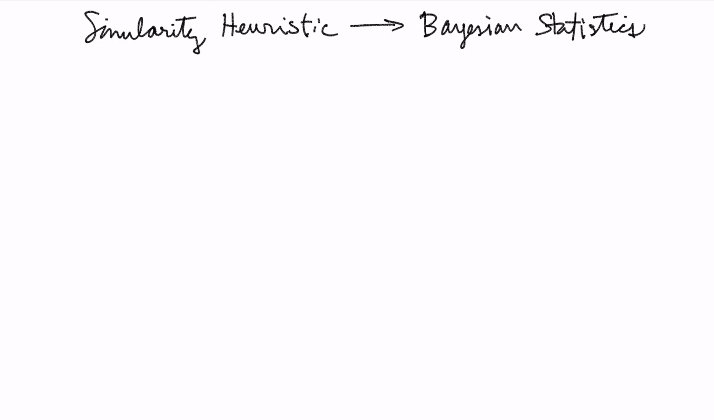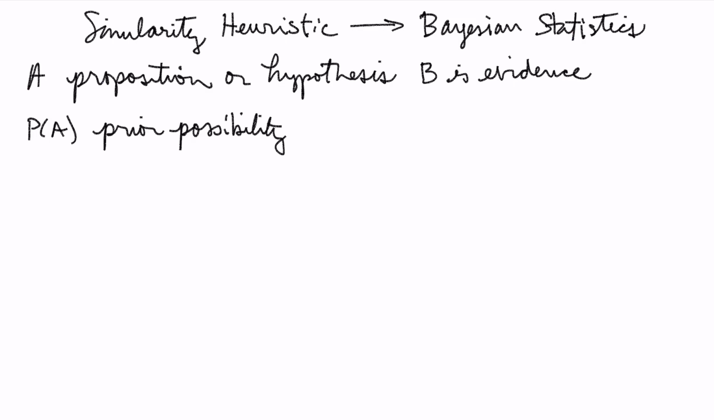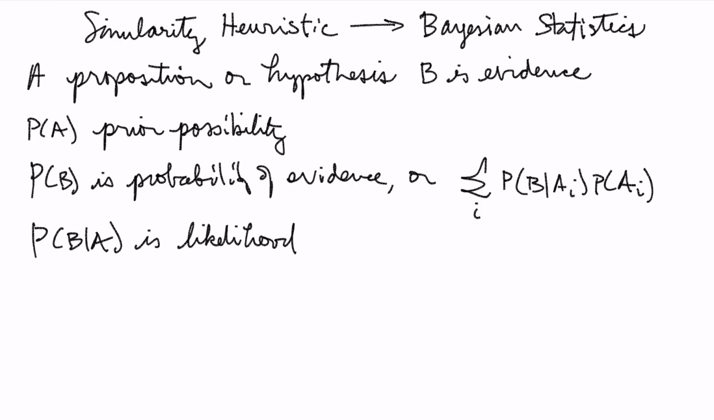Let's explore this. Say A is a proposition or hypothesis, and B represents evidence. Therefore, the probability of A is called the prior probability, or the prior belief that A will happen. Probability of B is the probability of evidence, and it can be written as the sum over all instances of the probability of B given instance A times the probability of that instance A, also known as the total law of probability.